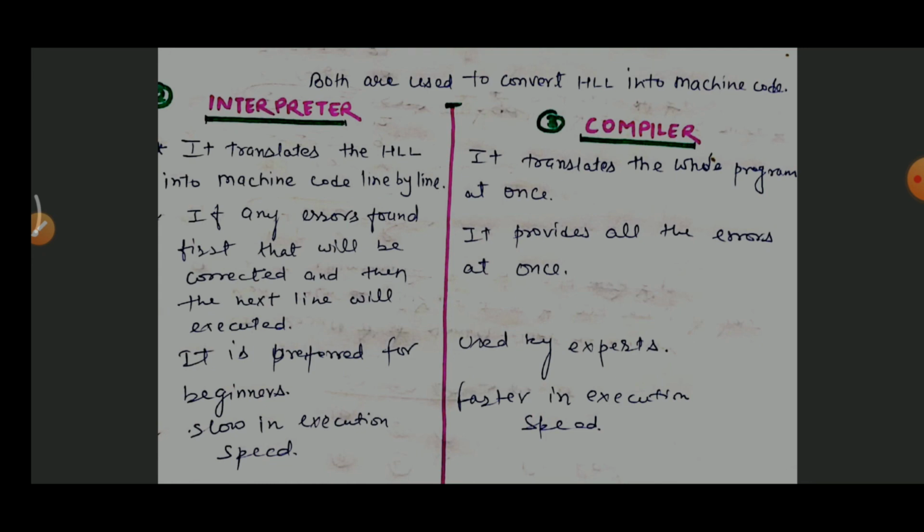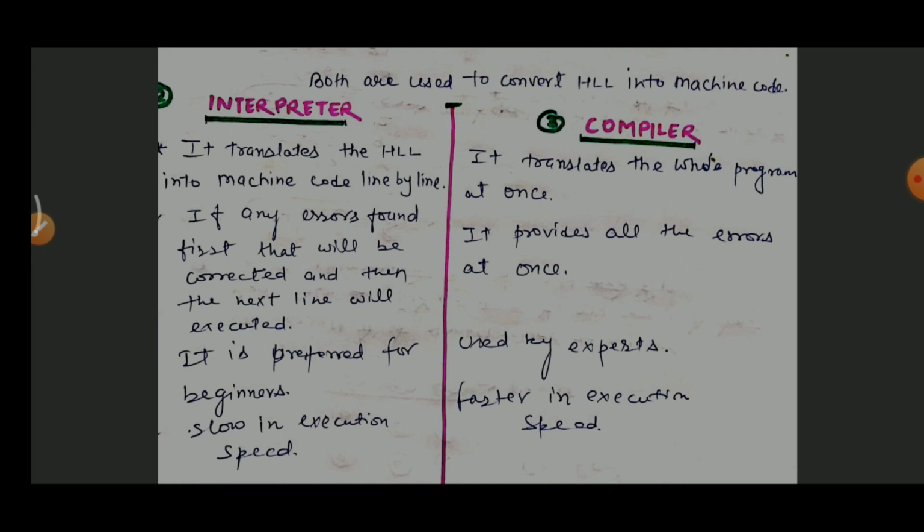Second, in the case of an interpreter, if any error is found, it will be corrected first and then the next line will execute, whereas a compiler provides all the errors at once. Next, the interpreter is preferred for beginners, whereas the compiler is used by experts. As for execution speed, the interpreter is slow, whereas the compiler is faster than the interpreter.